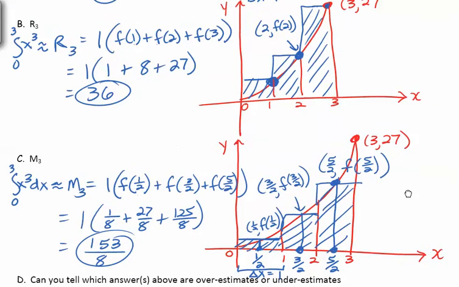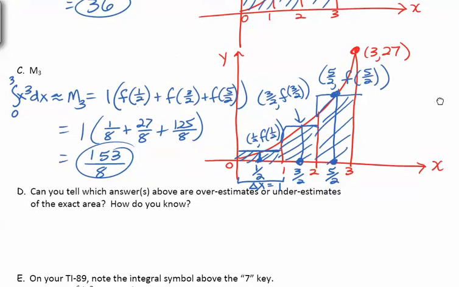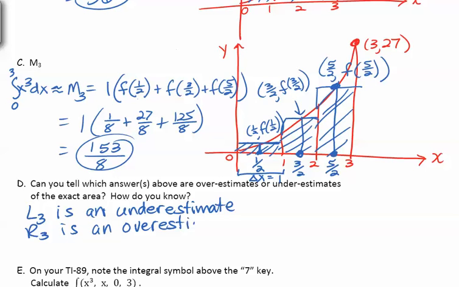So what do we think about overestimates and underestimates? Well, let me scroll back so you can see again. Remember, the graph was increasing, appears to be the difference. When the graph is increasing, the left-hand rectangles were below the curve. The right-hand rectangles were above the curve. So L3 is an underestimate. R3 is an overestimate. And M3, I think we would have to say it's a bit unclear.